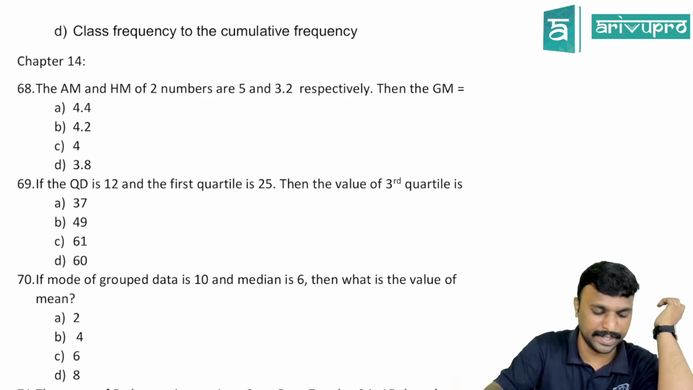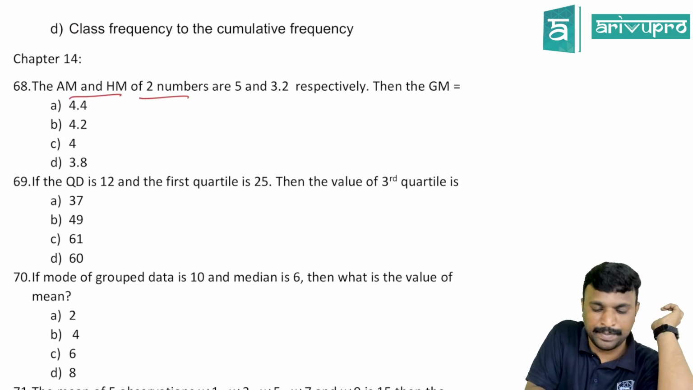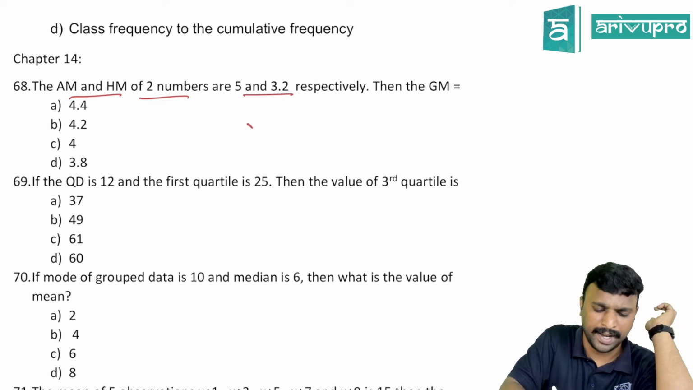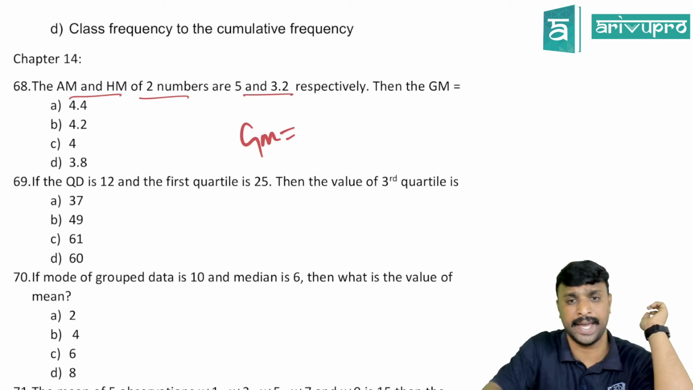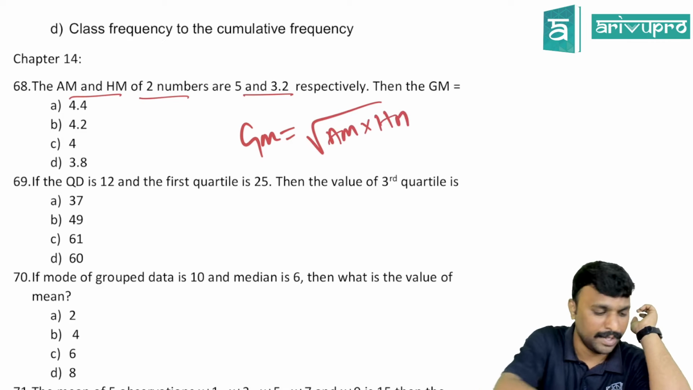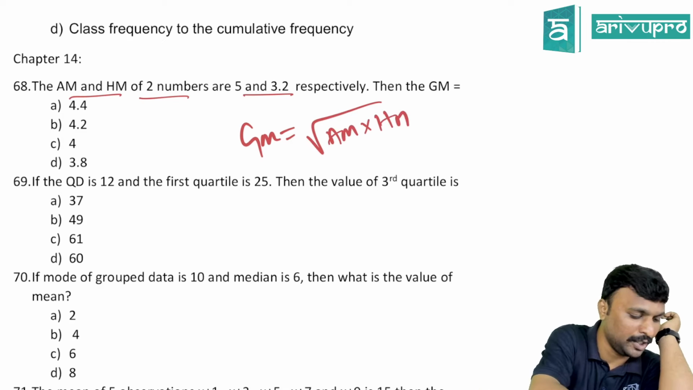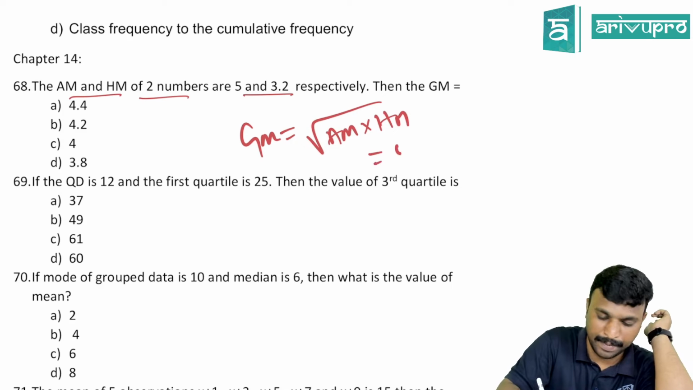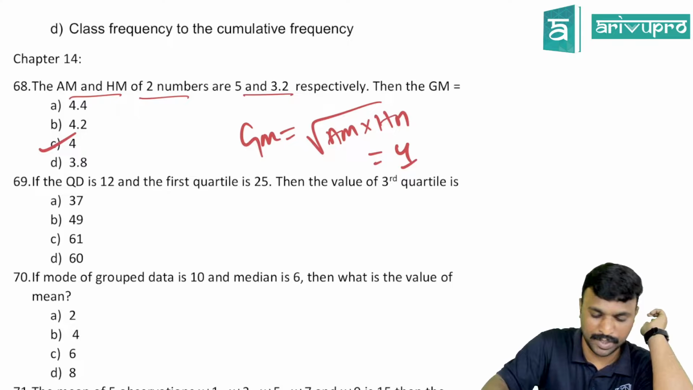Guys, look at the next one, 68. The AM and HM for two numbers are 5 and 3.2. What is GM? Guys, the relationship between AM, GM, HM is GM is the root of AM into HM. So 5 into 3.2 and then press the root, which is nothing but 4. So GM is option C, 4.